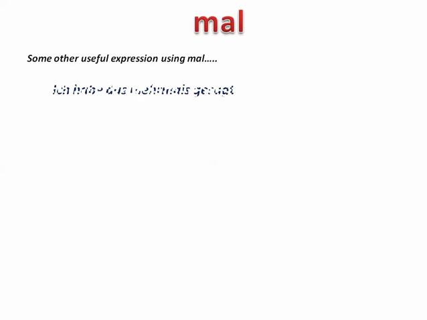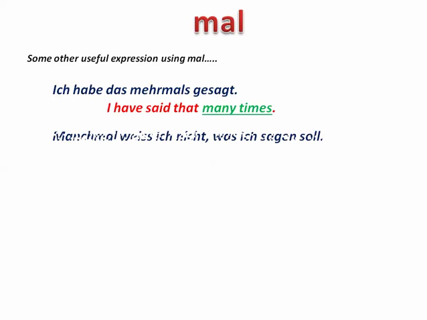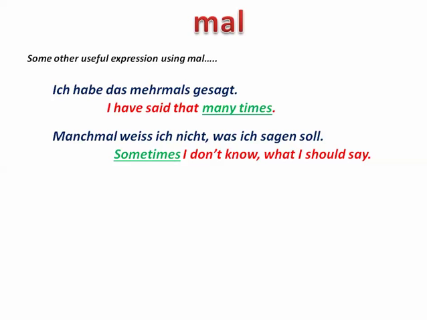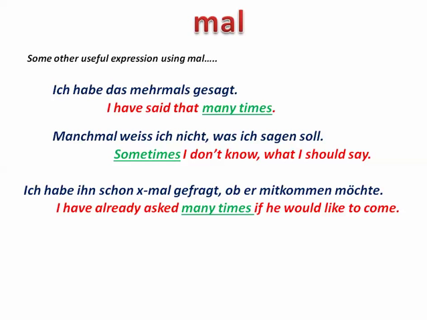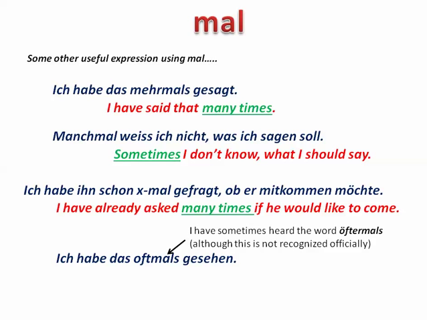Now, some other useful expressions you might come across using mal. Ich habe das mehrmals gesagt. I've said that many times, mehrmals. Manchmal weiß ich nicht, was ich sagen soll. Sometimes I don't know what I should say. Or ich habe ihn schon x-mal gefragt, ob er mitkommen möchte. So x-mal here meaning many, many times. And then ich habe das oftmals gesehen. Sometimes I've also heard the word öftermals, even though you won't find that in a dictionary. It's sometimes heard. Ich habe das öftermals gehört.